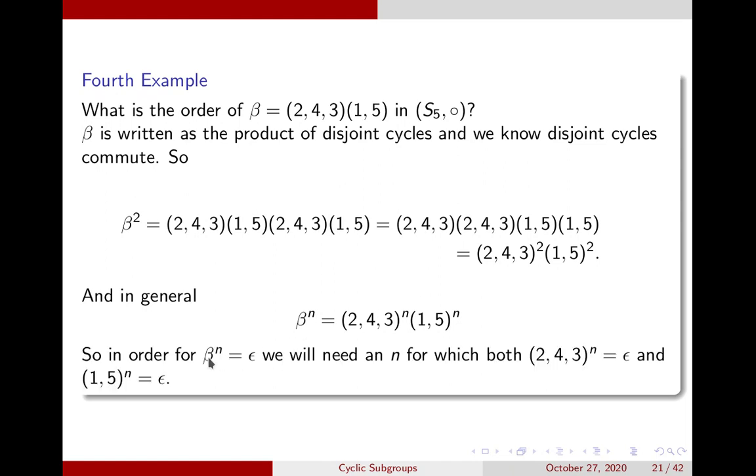So if we're looking for an n for which beta to the n is the identity, we are going to need for both 243 to the n to be the identity and 15 to the n to be the identity. Both of these factors of beta in this displayed equation will have to be the identity if beta to the n is going to be the identity.